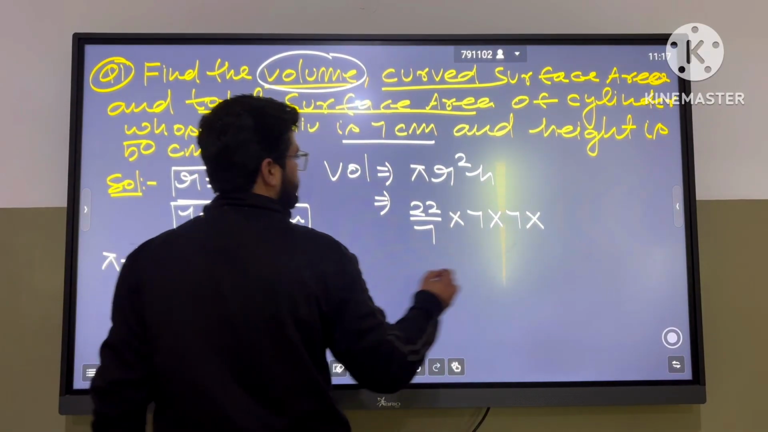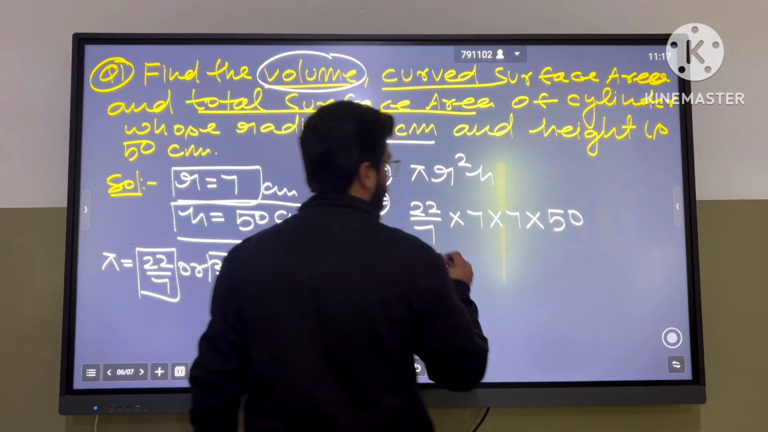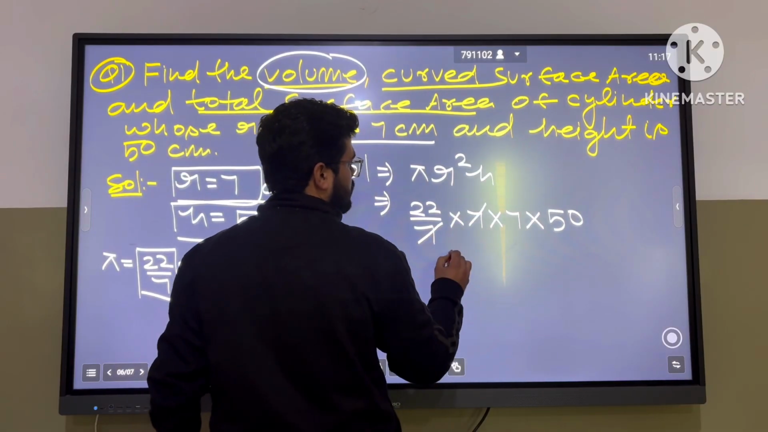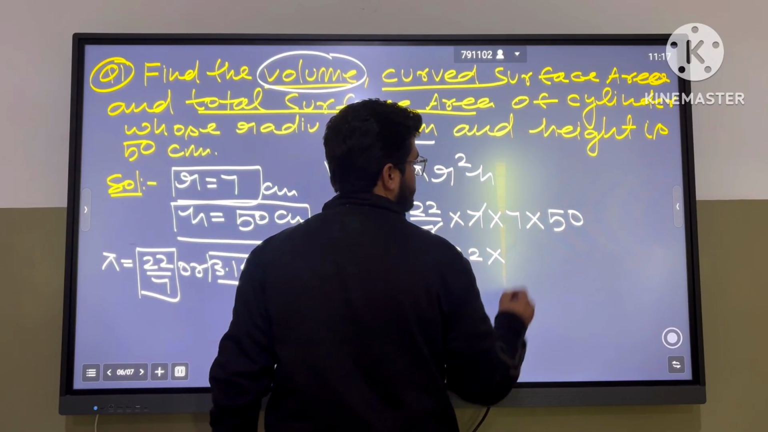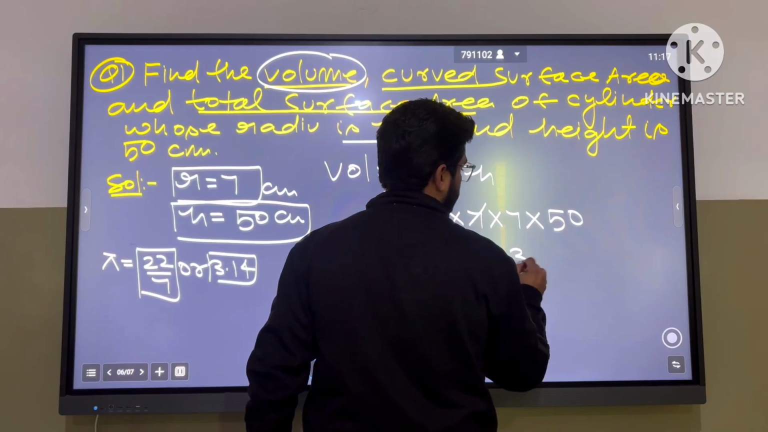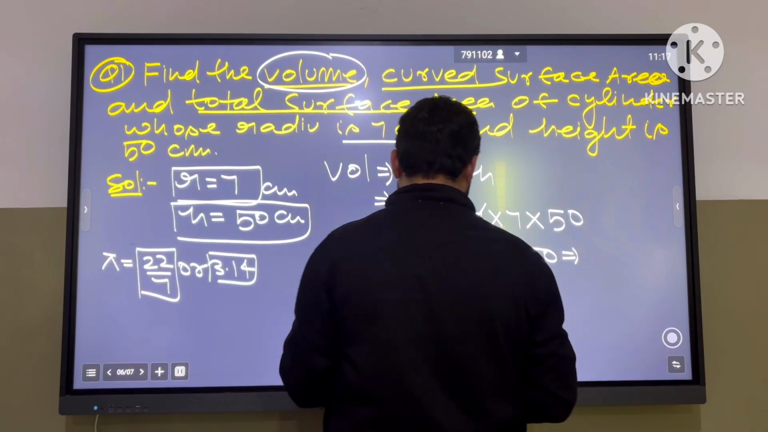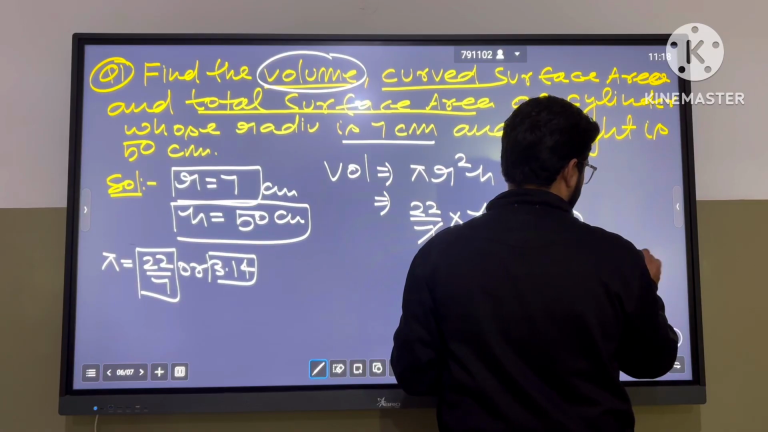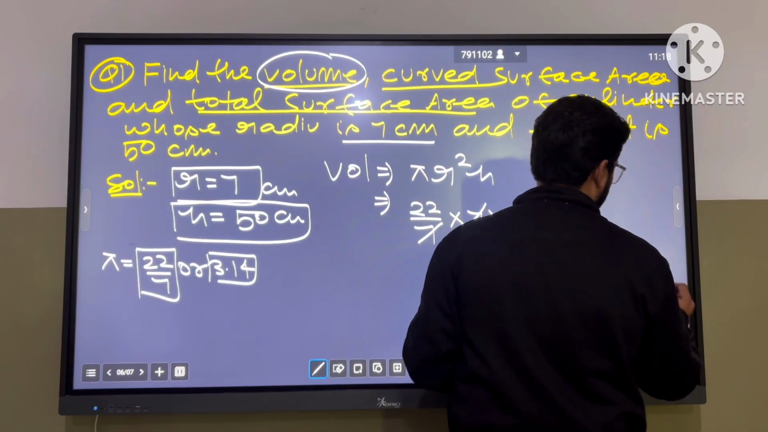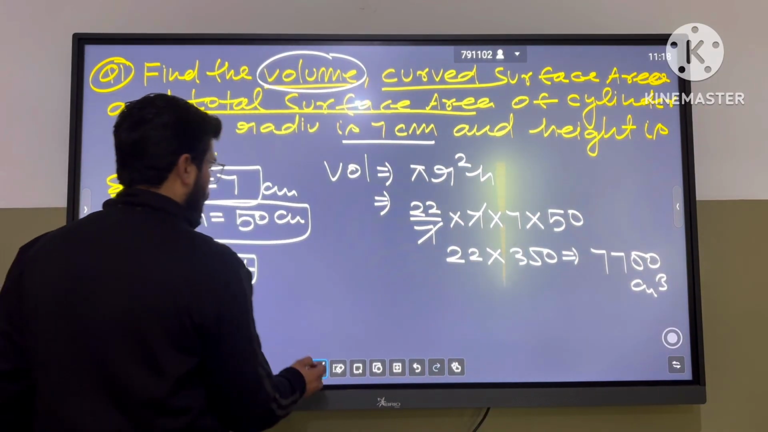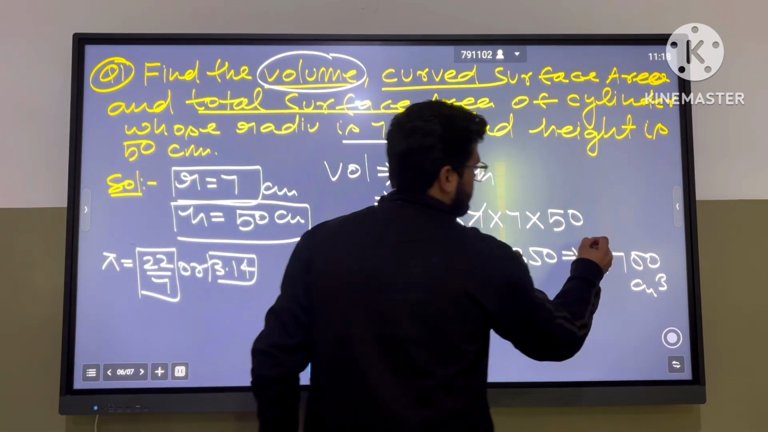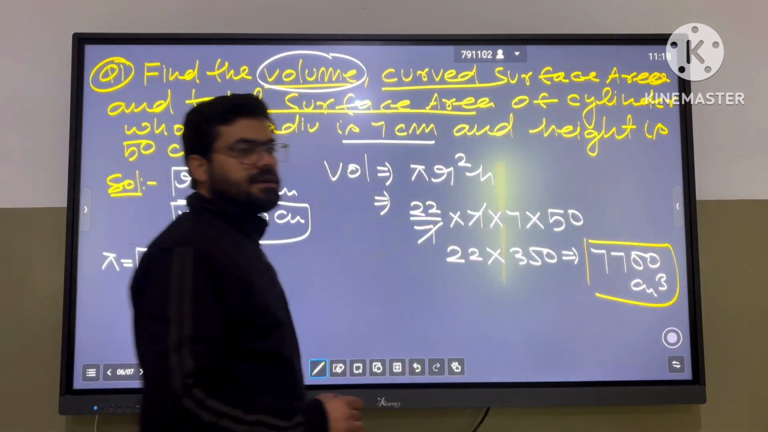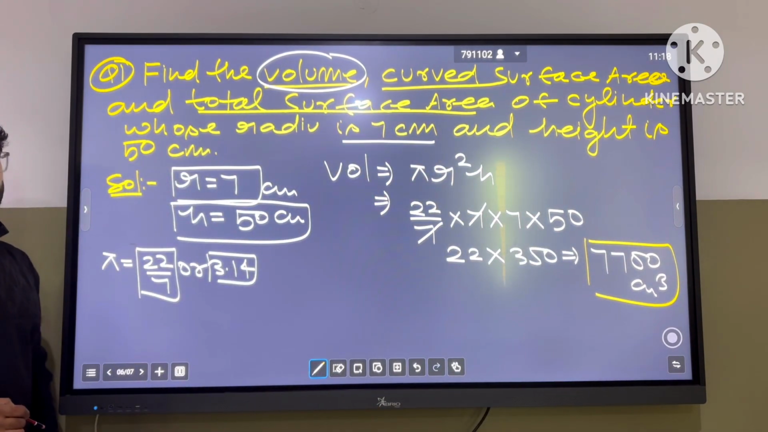and value of h is 50. Okay. 7 multiplied 7, 22, 7, 5, 25, 350. So answer is 22 and 350 is equal to 7700 centimeter cube. So this is your volume of this right circular cylinder, 7700 centimeter cube.